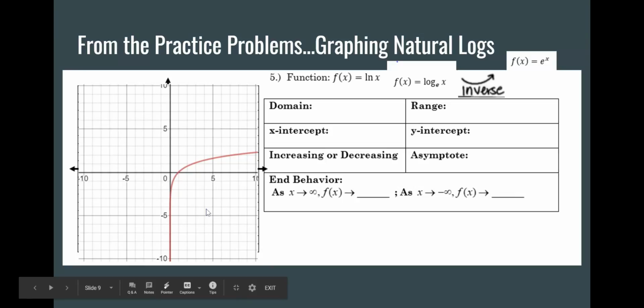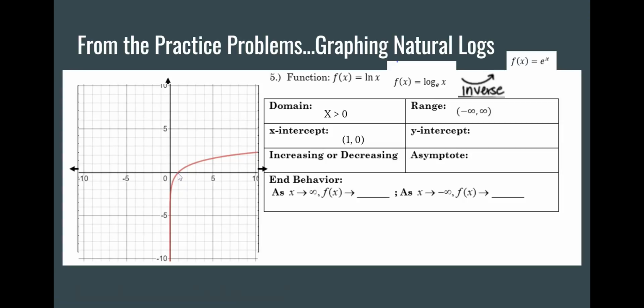If we talk about the domain, it's every x value greater than 0. The range is all of the y values. Think about Mariah Carey's voice, from negative infinity to positive infinity. The x-intercept is the point (1, 0). The y-intercept, there isn't one. Our function does not cross the y-axis anywhere, ever.